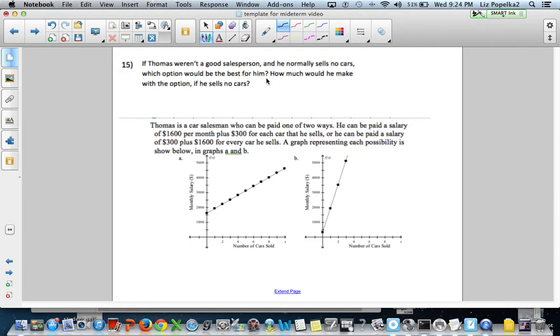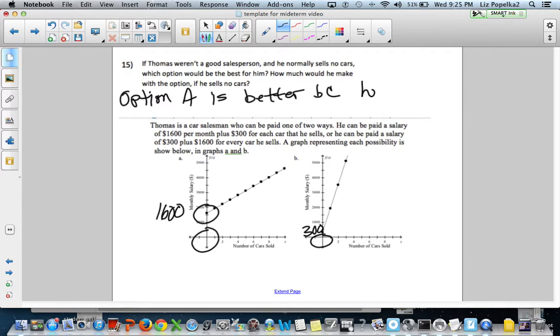Number 15, if Thomas weren't a good salesperson and he normally sells no cars, which option would be the best for him? How much would he make with that option if he sells no cars? So the one that's going to be the best, if he sells no cars, so 0 cars right here, on this option, he would still make $1,600 because that's his initial amount, or how much he makes every month regardless of how many cars he sells. On this one, at 0 cars sold, he only makes $300. So option A is better because he would make $1,600.